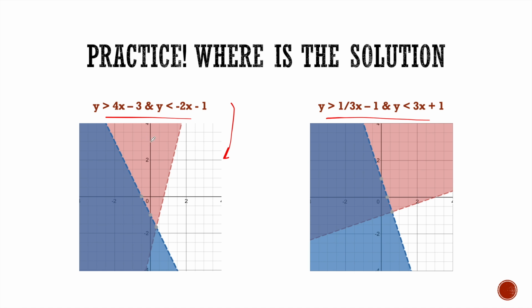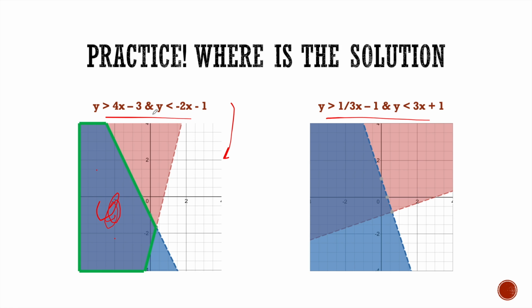As you can see, this part is all white, which has no solutions. This part is all red, which has no solutions. And this part is all blue, which has no solutions. This overlap part over here is where our solution set is going to be. What I want you guys to realize is that any point inside here, whether it's right here or right here, is going to satisfy both these equations.